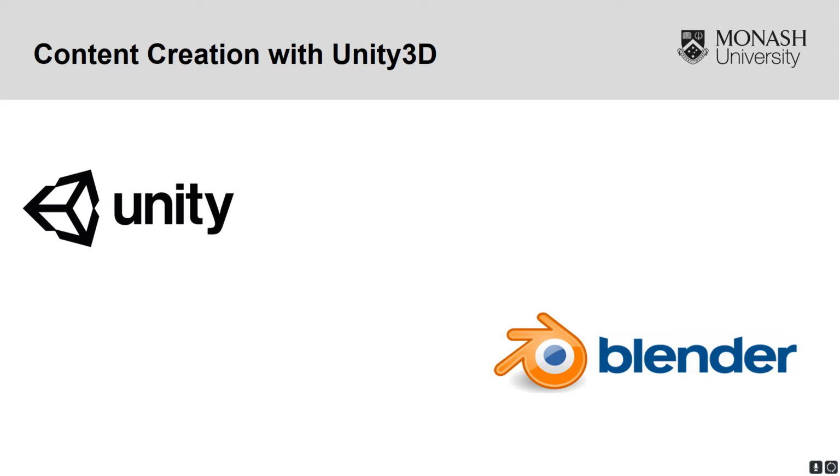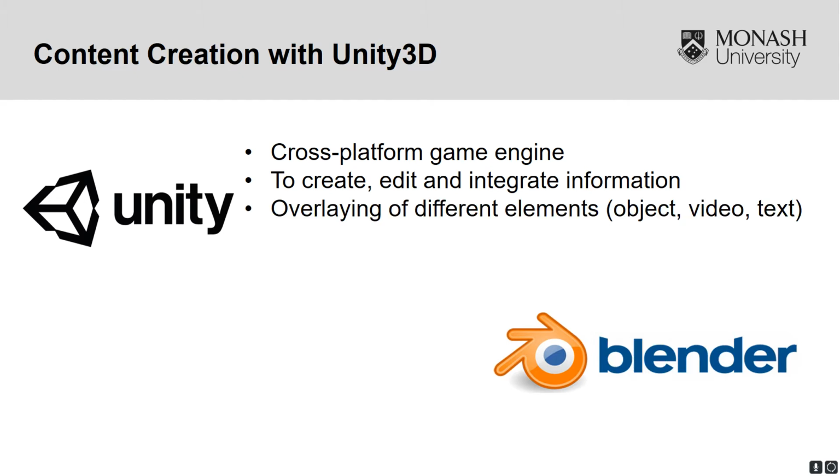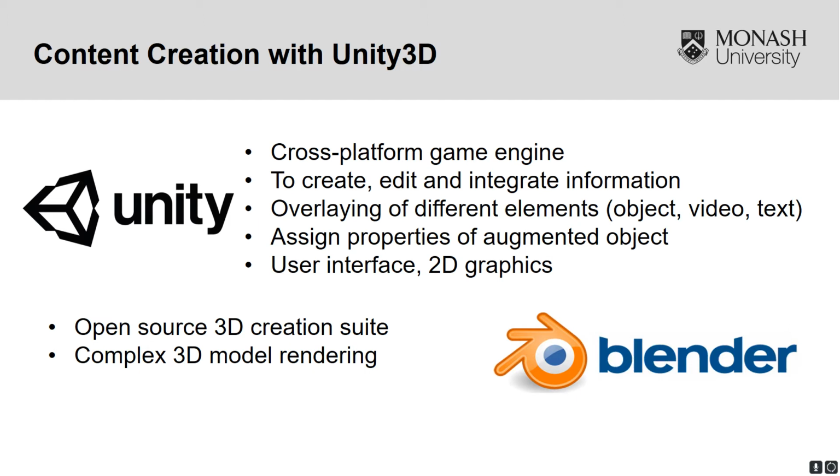As for the content creation of the AR application, we mainly use Unity 3D and Blender that are freely available in the market. Unity 3D is a cross-platform game engine that provides the functions and tools to create, edit, and integrate information onto the target markers in the scene. With Unity 3D, we can overlay different elements such as objects, videos, and text. Fundamentally, Unity is used to assign the properties to the augmented object along with the user interface to create the interaction between the user and the virtual objects. On the other hand, Blender is a 3D renderer which was used to render more complex models, and it also provides features such as animation, compositing, and texturing of objects.